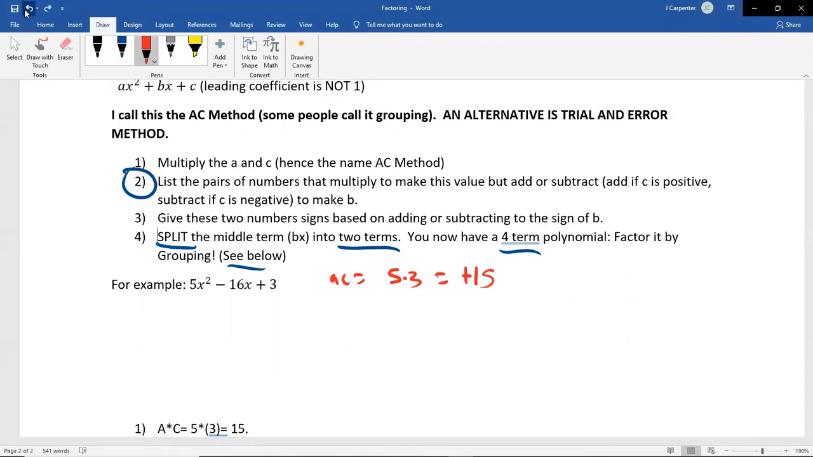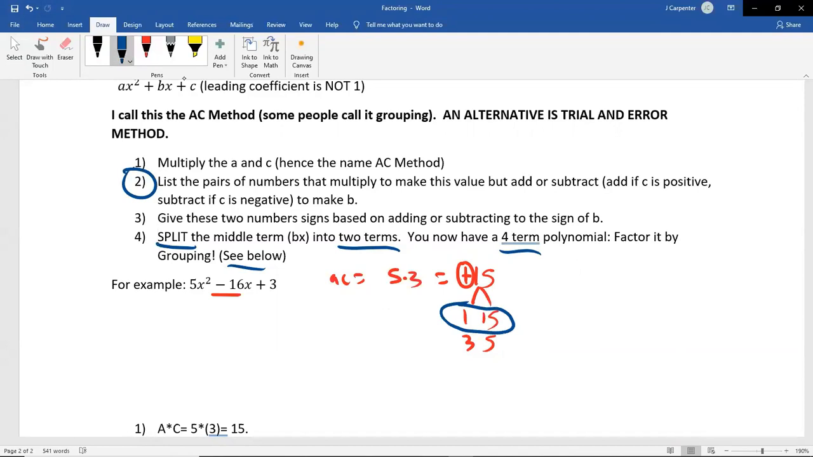So try and write it. List the pairs, so 1 times 15 or 3 times 5. Now find the pair that adds to make the middle number, negative 16. Well, 1 plus 15 is 16, 3 plus 5 is 8, so we need to choose the 1 and the 15.